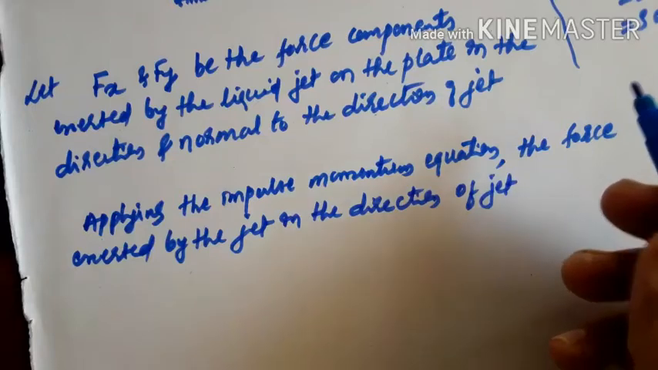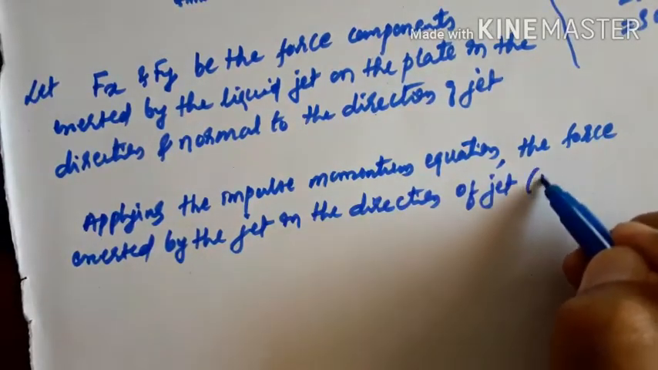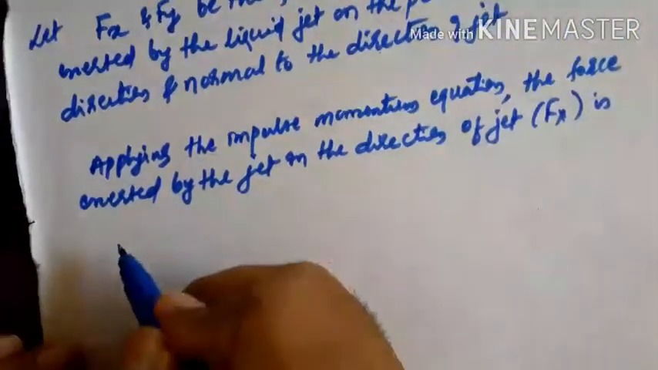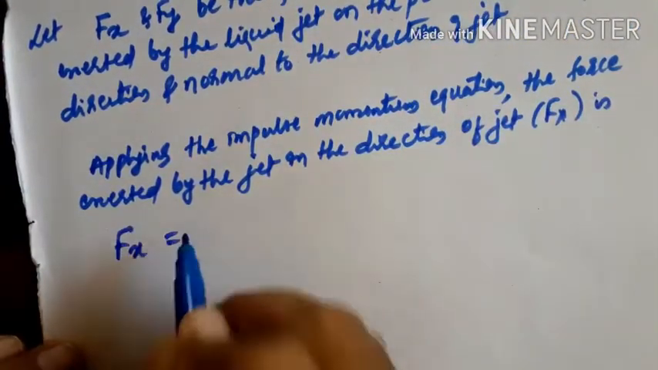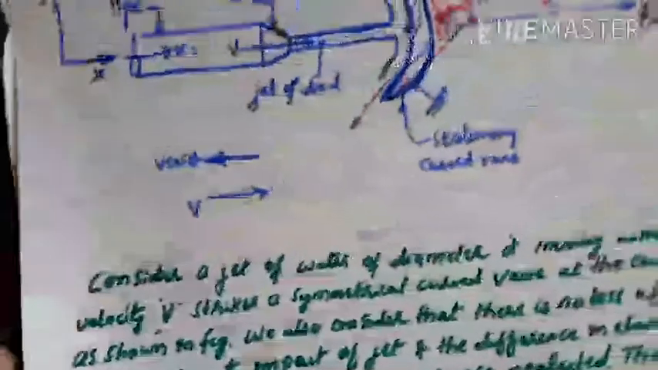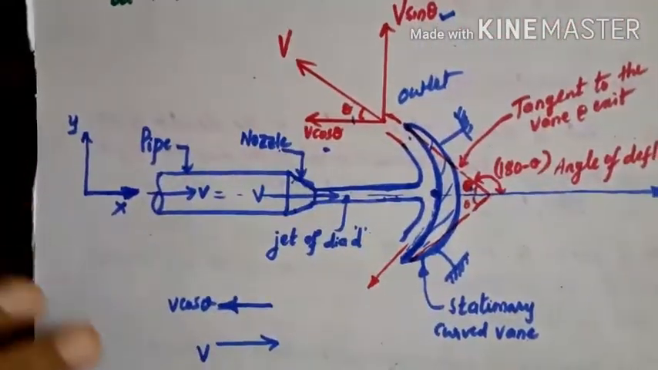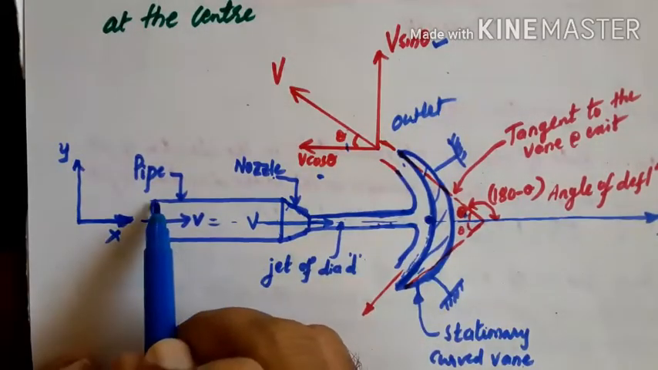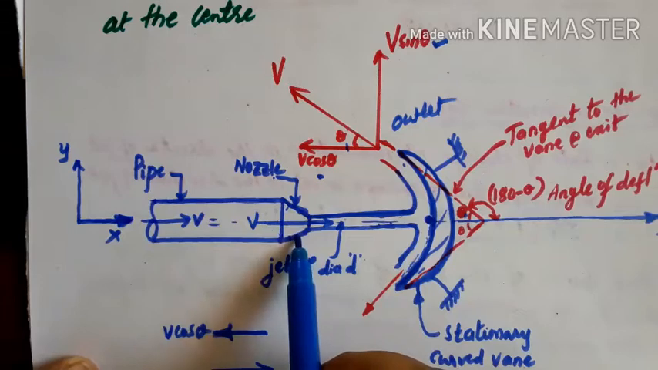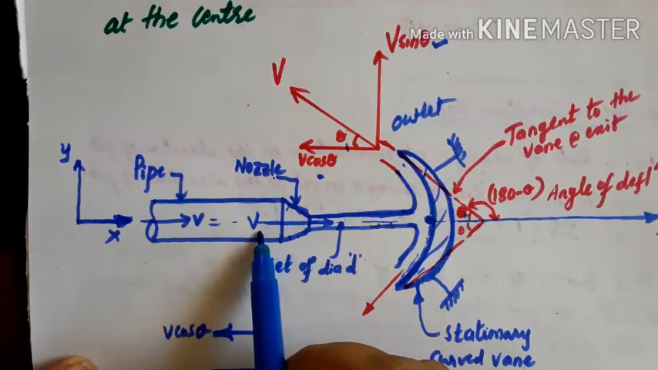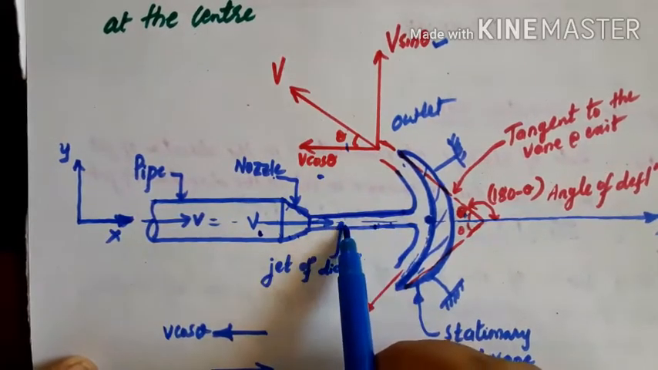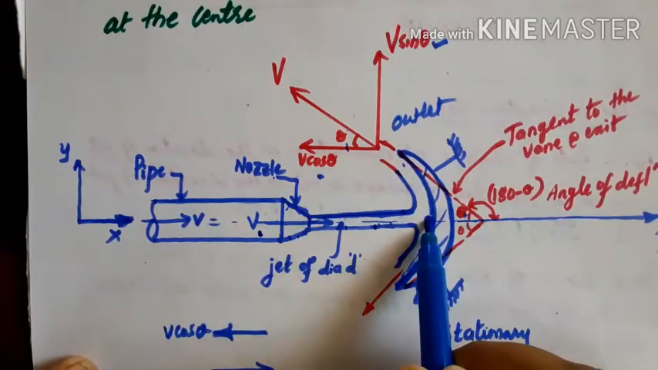In the direction of the jet, we want to calculate Fx, that is, the force in the x direction exerted by the jet. So here the water is coming out of the nozzle with a velocity v, and this jet has a diameter d, and it is striking the vane at the center.